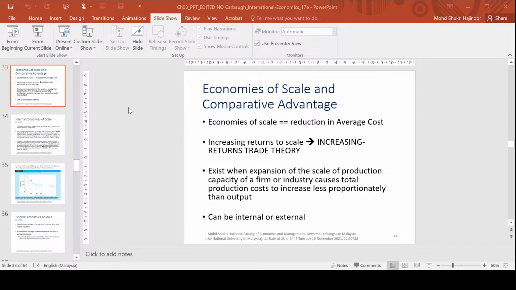Intra is the next slide. Inter is between different industries. Based on inter-industry specialization, each nation specializes in the industry in which it enjoys comparative advantage. That's inter. Now, intra-industry trade, number 3. This is item number 3.